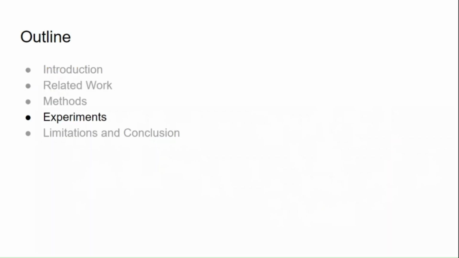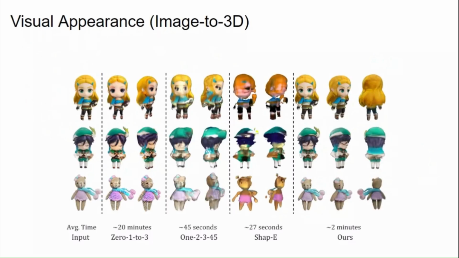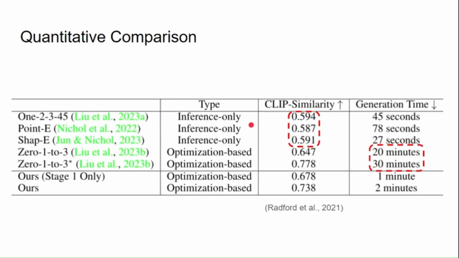Okay, so that about wraps up the methodology of this paper, and now I'm going to present some of the results. So here is a visual appearance comparison to previous image to 3D methods. Here you can see DreamGaussian is able to produce more coherent geometry, and also a very refined front-facing view due to the capability of 3D-GS. And here is a quantitative comparison.